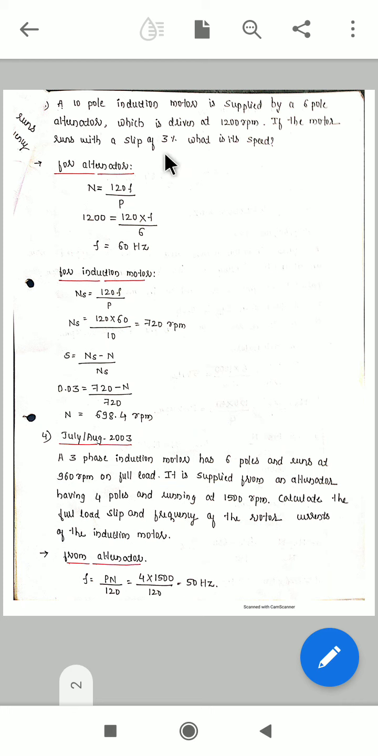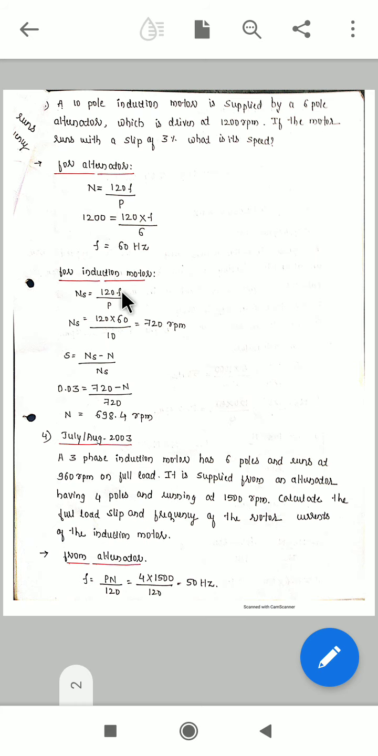Here the frequency value is not given. So first we have to calculate the frequency using the data given for the alternator. For the alternator, n is equal to 120 f by p. N is 1200, which is the speed at which the alternator is driven, f is unknown, and p is 6 because the alternator has 6 poles. Rearranging, f is equal to 60 Hz.